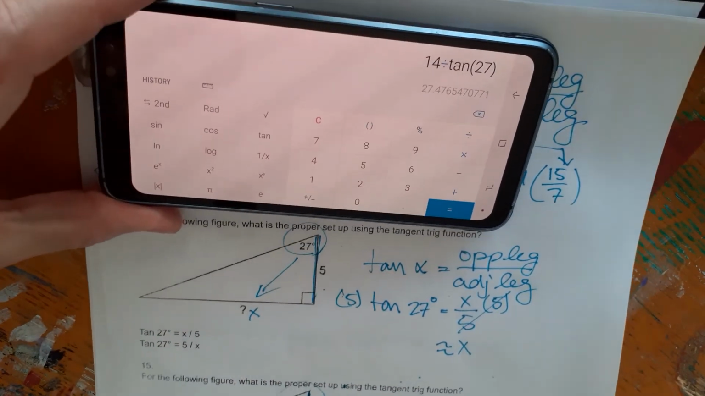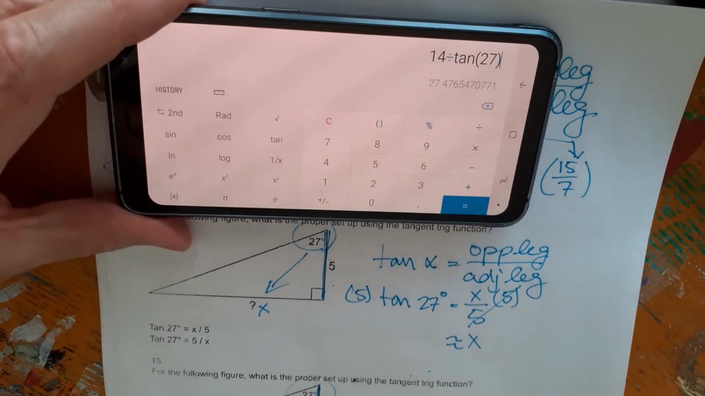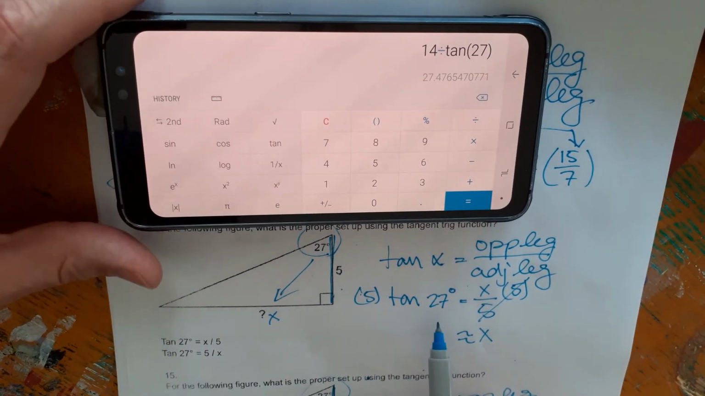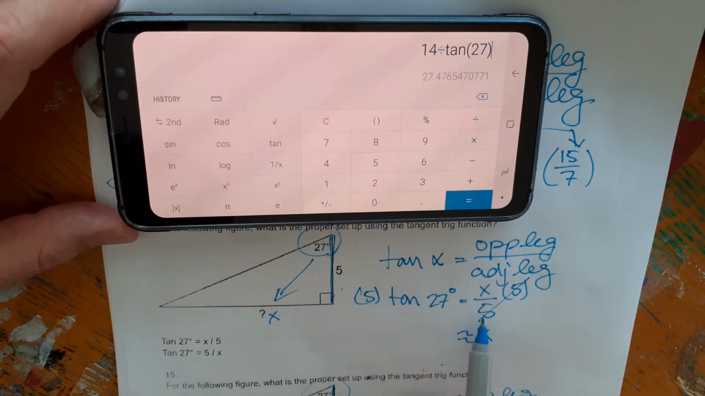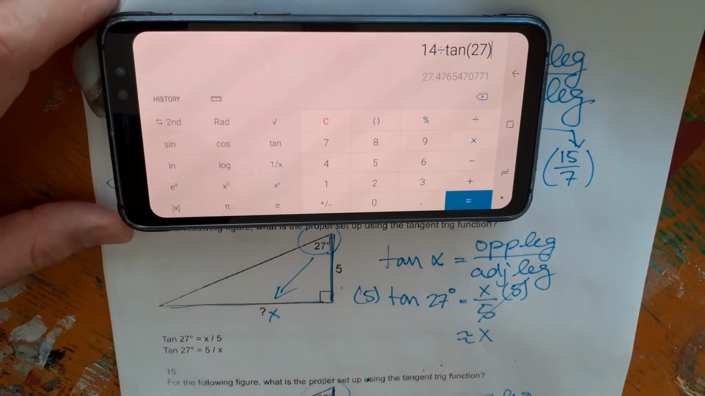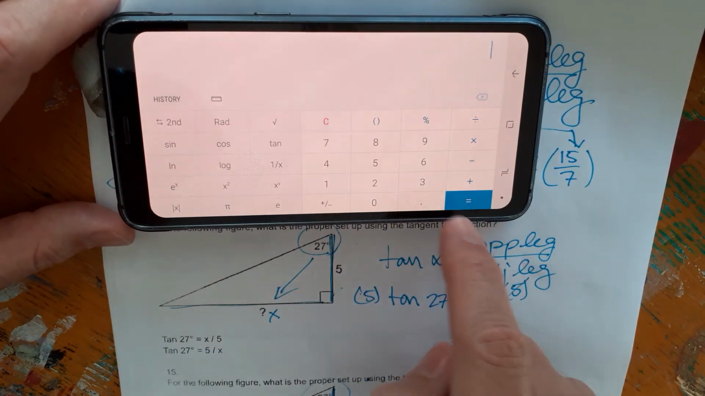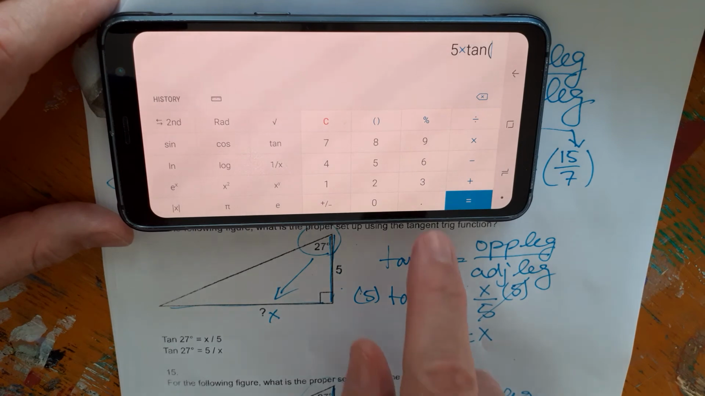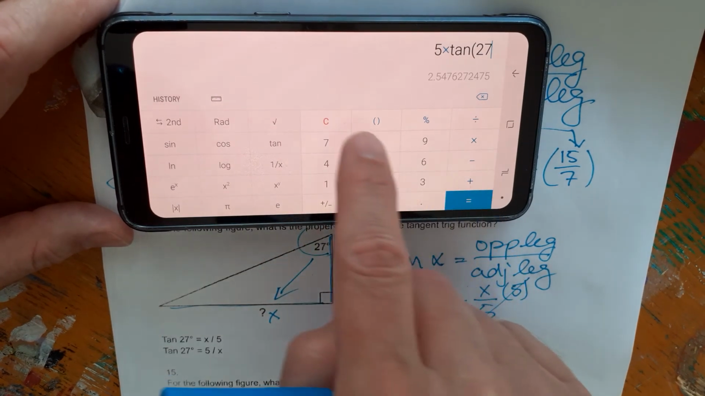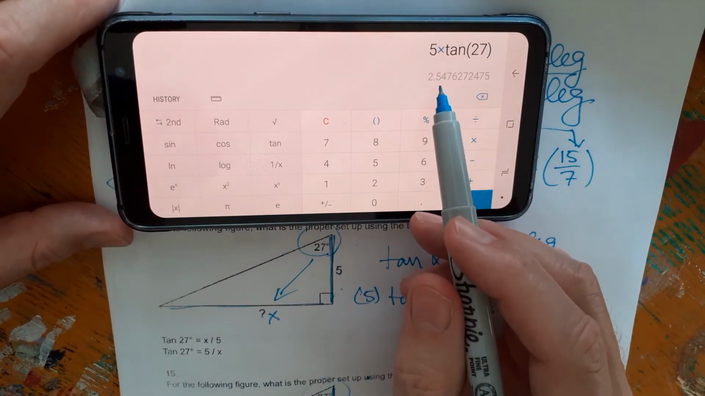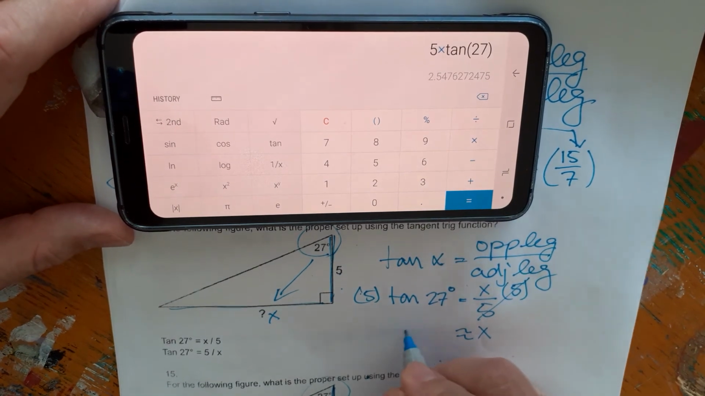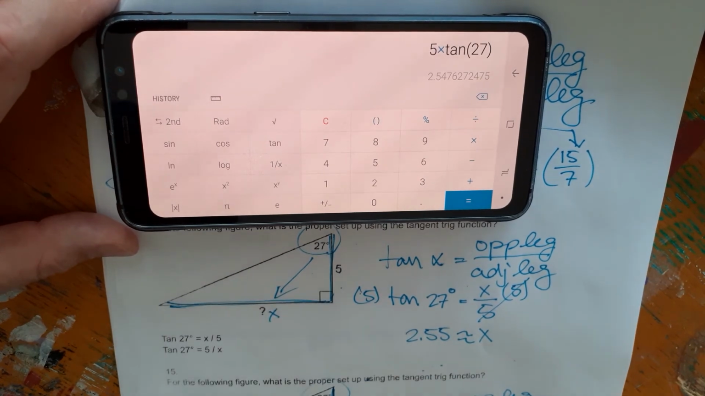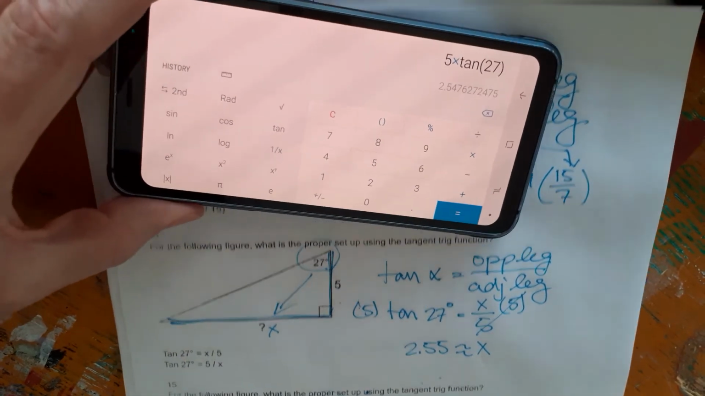All right, let's try plugging this one in the calculator. Here we go. This says I'm going to take 5 times tan 27, and I'm going to find out the length of this side here. So let's clear this out and say 5 times tangent of 27 degrees. Parentheses. And I'm going to get 2.55. X equals 2.55. Right? That's the length of this side over here. Okay, let me keep going.